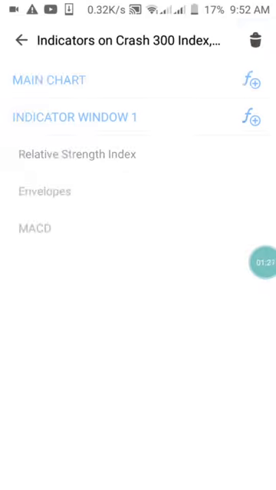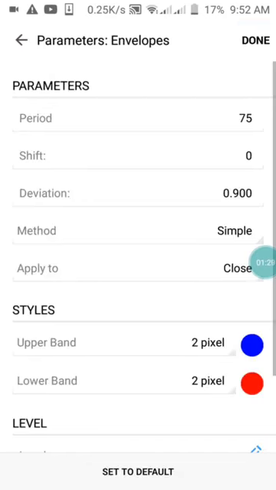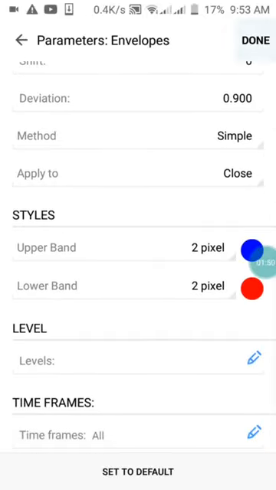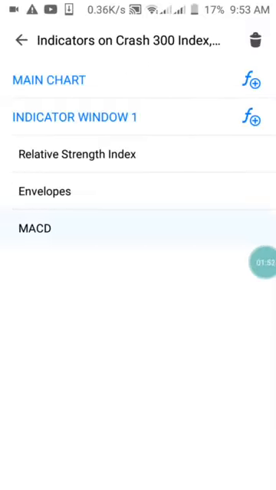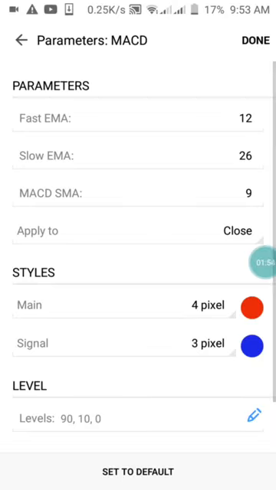You press done and move to your second setting, which is the envelope. We have our period at 75, shift at 0, deviation at 0.900, method simple, apply to close, and you have your upper band and lower band in the same color. Then you press done. Once you are done, let's move to MACD.